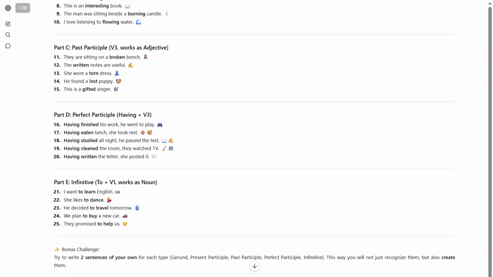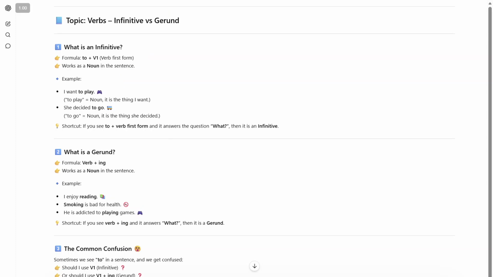Bonus challenge: try to write two sentences of your own for each type: gerund, present participle, past participle, perfect participle, infinitive. This way you will not just recognize them, but also create them. Would you like me to also prepare the answer key with explanations so you can check your work after practicing, and small tricks so you never get confused again?